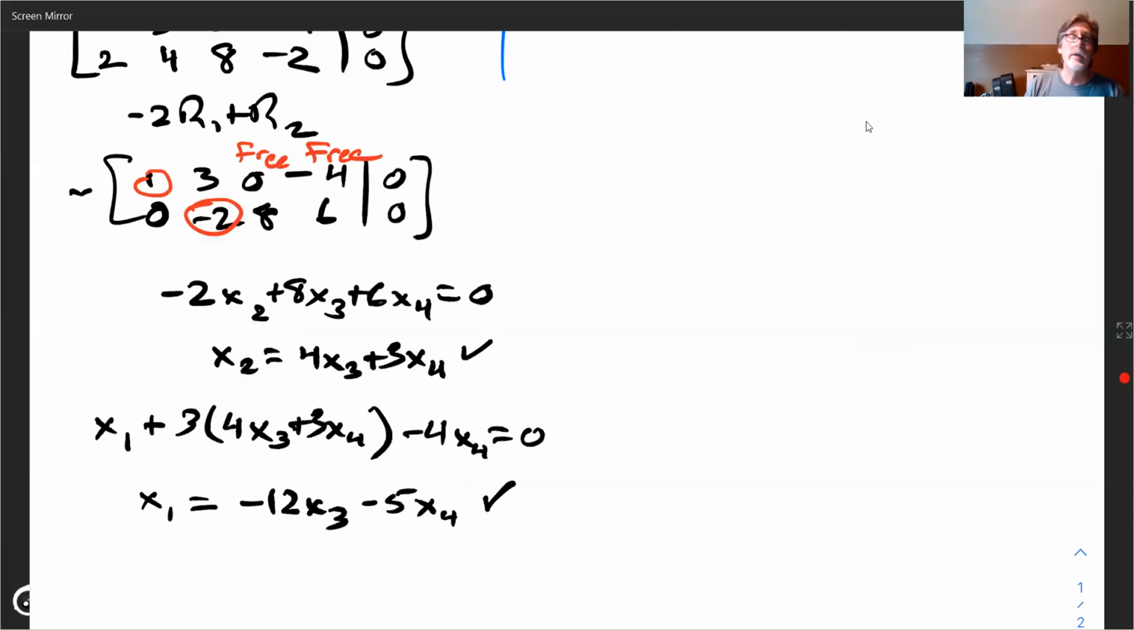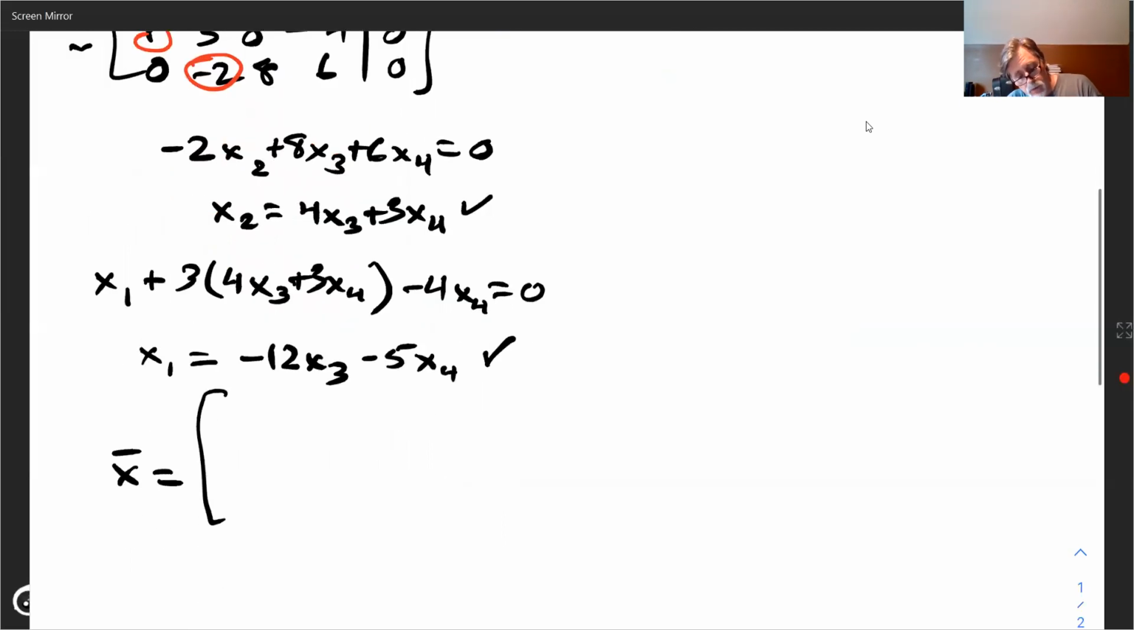Now, I can do this really quick. It's not difficult, but the solution here is going to be a 4-tuple because there's x1, 2, 3, and 4. So you might say the vector that works is going to have this form. The top one, x1, is -12x3 -5x4. x2, we know, is 4x3 plus 3x4. x3 is just x3. It's free, you get to put whatever you want in there.